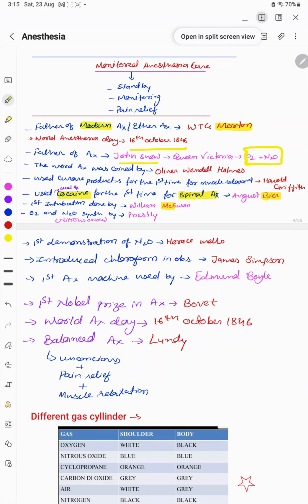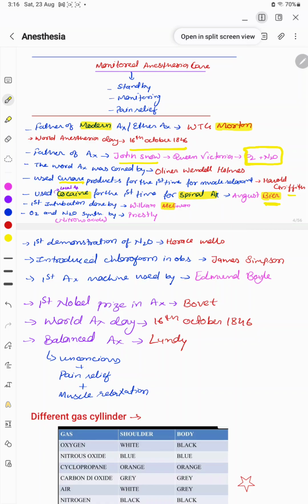The word anesthesia was coined by Oliver Wendell Holmes, and curare is the product, like curium. For the first time, the muscle relaxant was used by Harold Griffith. You also listen to the name of Griffith in one experiment. You can comment below where you listen to Griffith, not Harold. And local cocaine was used for the first time for spinal anesthesia by August Beer. This you remember, not August, you need to remember Beer. We will further see the law, Beer's law.